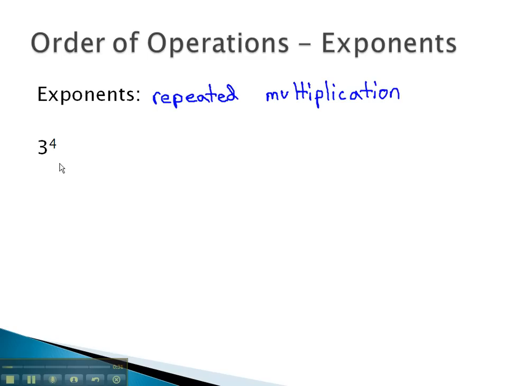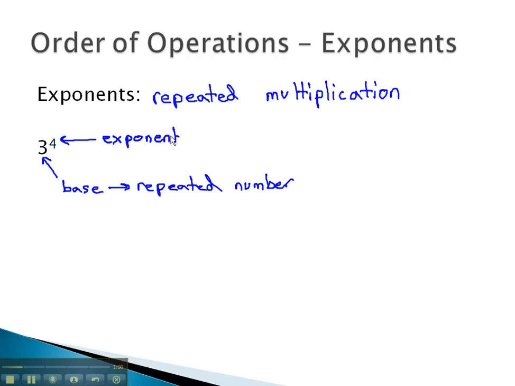How an exponent works is we'll have some number that is the base. In this case, we've got 3 for the base, the large number, and that is the repeated number. And then we'll write a superscript, or a small number that's a little bit elevated, to represent our exponent. The exponent tells us the number of repeats.